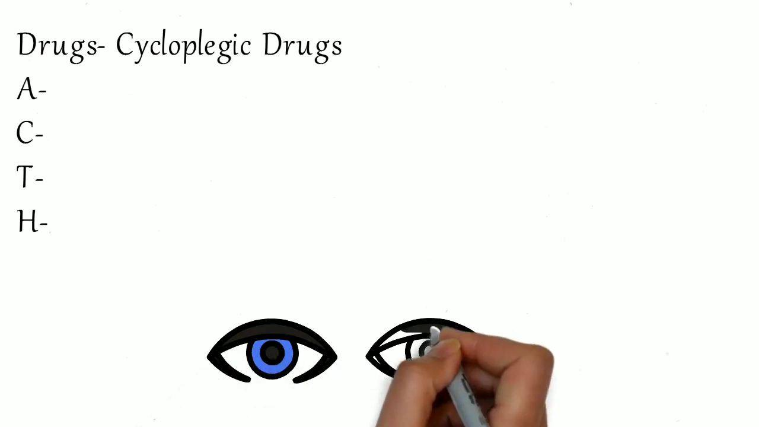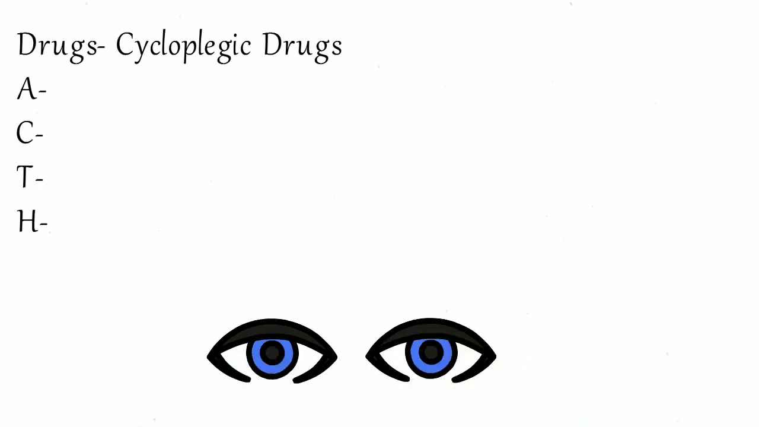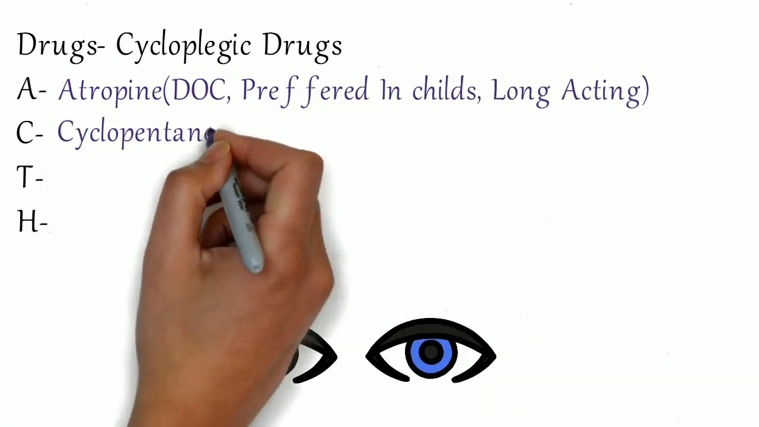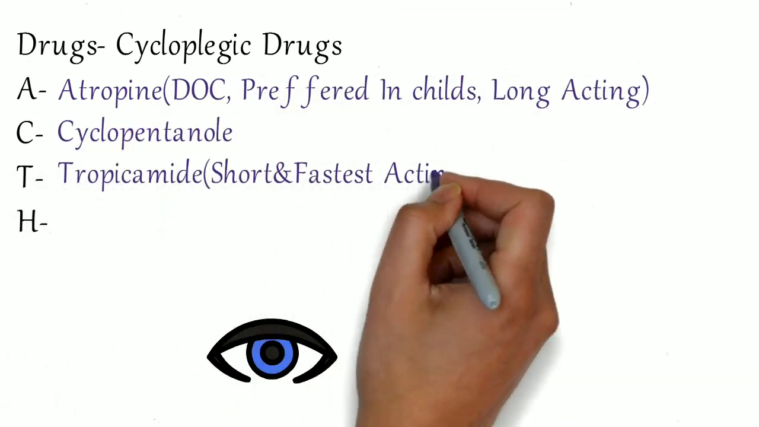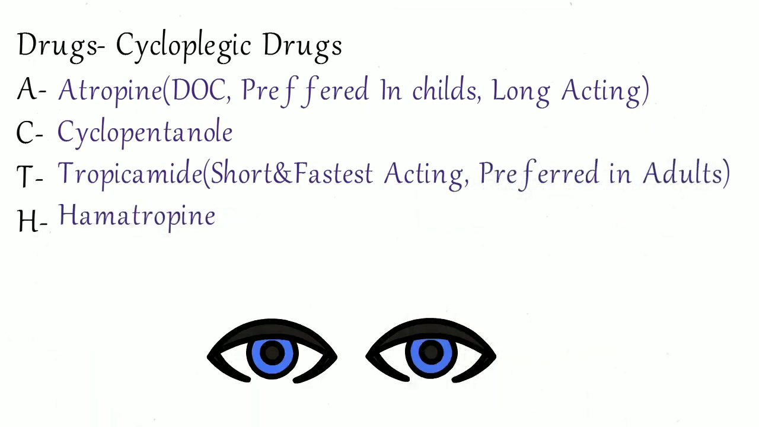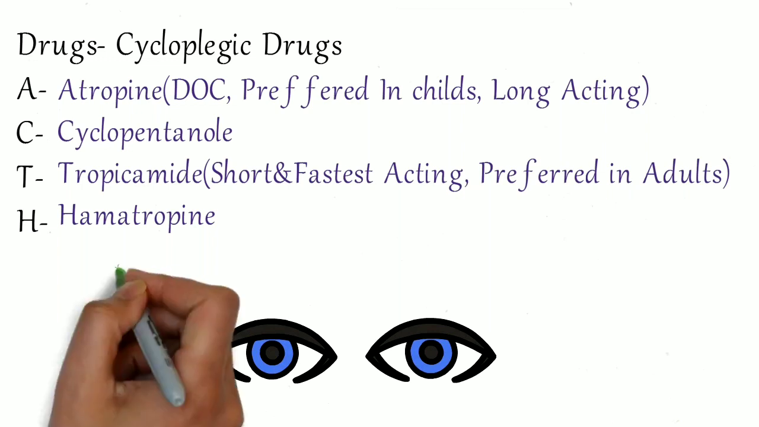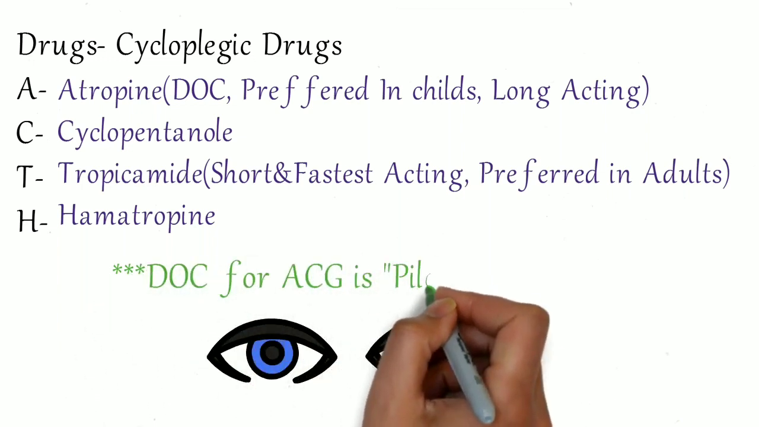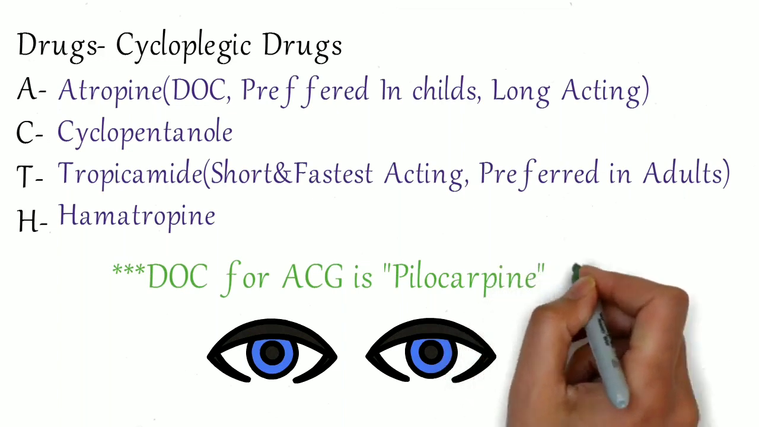In this, A stands for atropine. Atropine is the drug of choice and preferred in children, safe in children, and it is long acting. C stands for cyclopentolate. T for tropicamide. Tropicamide is short and fast acting and it is safe in adults. And H stands for homatropine. These are the cycloplegic drugs. Now the drug of choice for the pathology we discussed earlier, angle closure glaucoma, is pilocarpine.